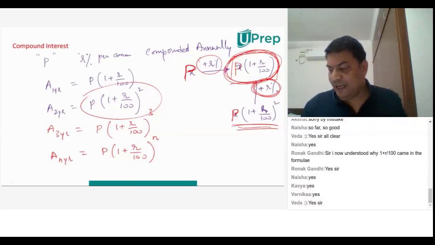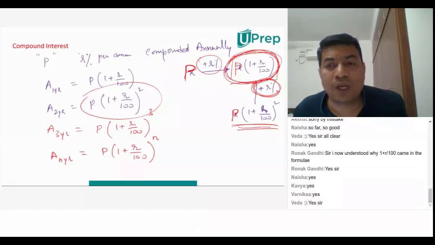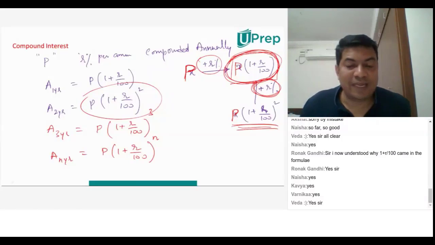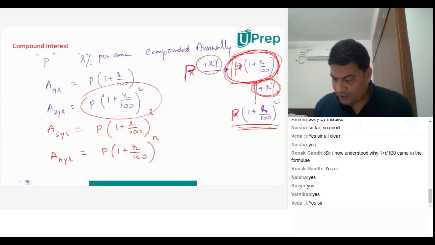Now there is a situation wherein students are supposed to learn what happens if it is R% per annum compounded half yearly. So I'll explain that logic. Now let me go to the next page. So this is about amount.